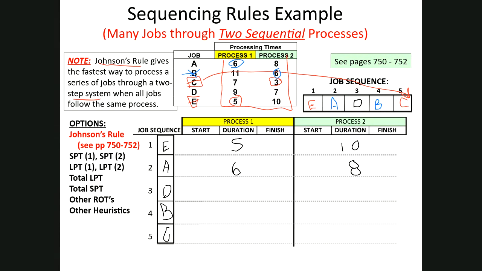For D, it's 9 on process 1 and 7 on process 2. For B, it's 11 on process 1 and 6 on process 2. And for C, it's 7 on process 1 and 3 on process 2.